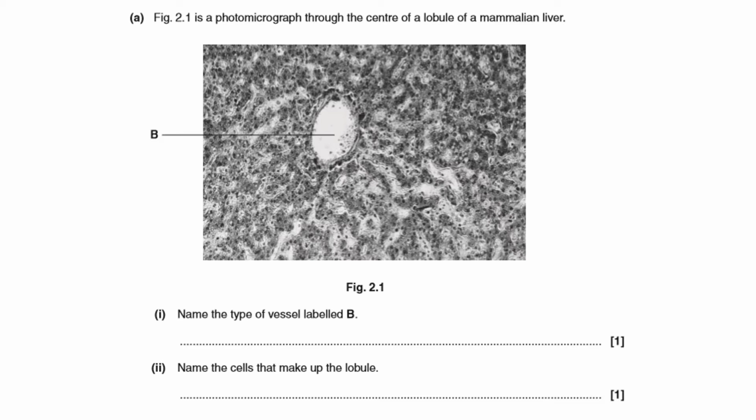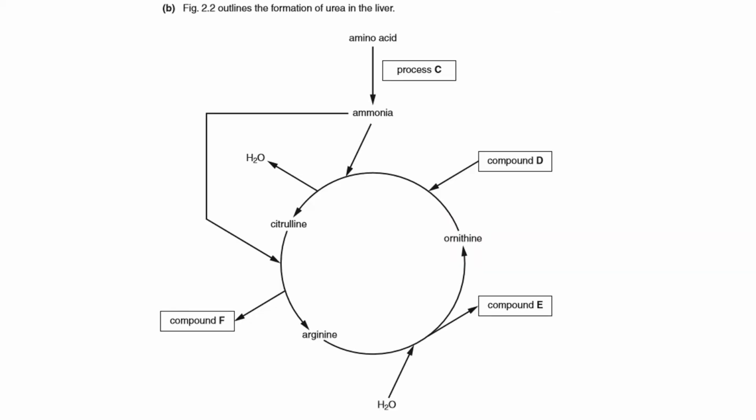And then the type of cells that make up the lobule, you can either put hepatocytes or you can put liver cells. You do get the mark for liver cells, but obviously you should at this stage be putting hepatocytes. There's another question on the next slide. Again, if you want to pause, have a little think about this, and then we'll go through it.